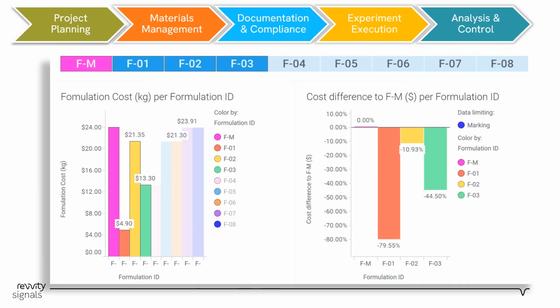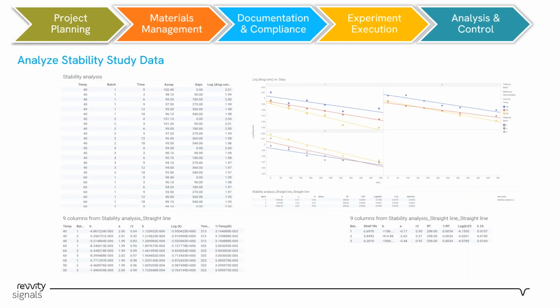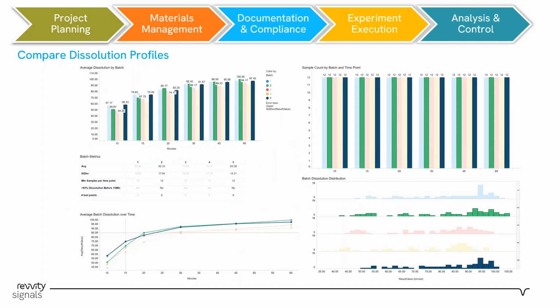And of course, reducing cost and timelines is one of the objectives. So you can look at the cost estimates for individual batches or how they compare with your reference batch. You can look at the science as well as the economics. Then you can analyze all your stability data, look at the out-of-trend analysis, and do all the statistical analysis. Dissolution is one of the major tests in a formulation. You can compare dissolution profiles, batch to batch comparison. You can do this advanced analytics.